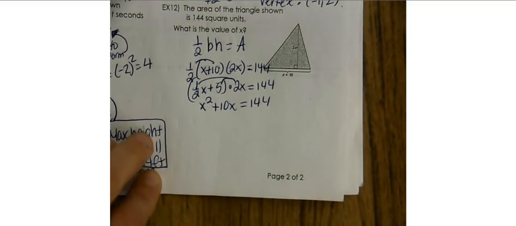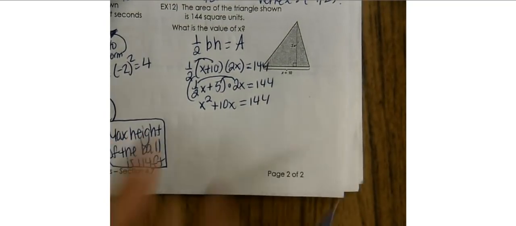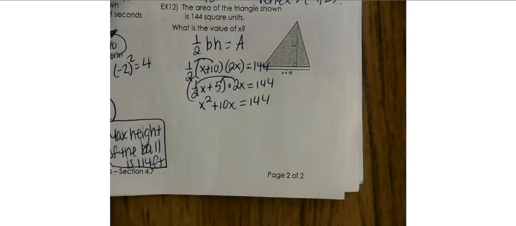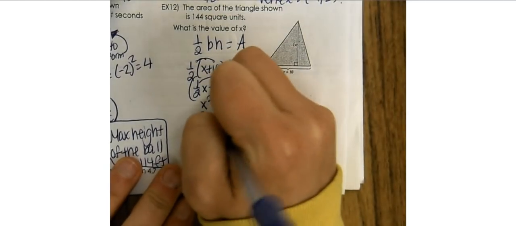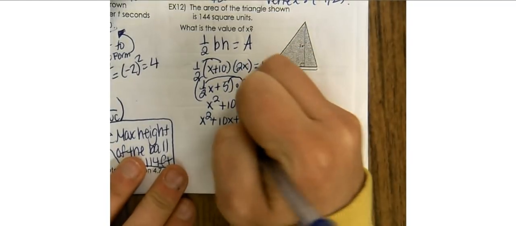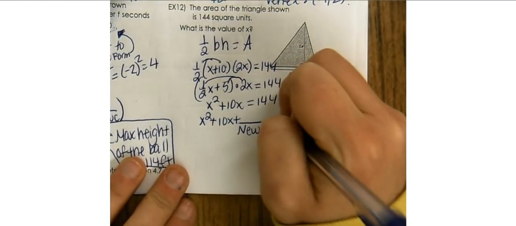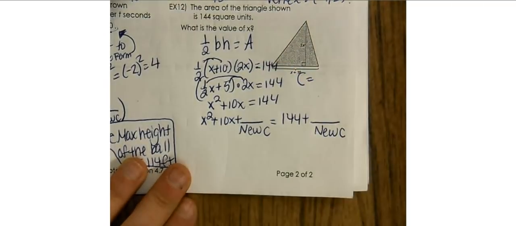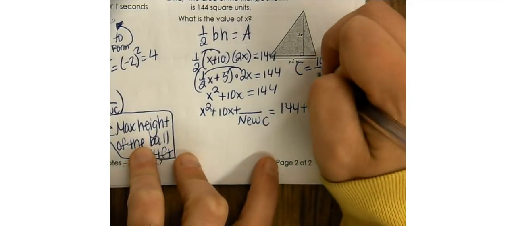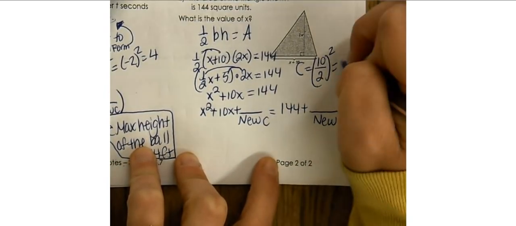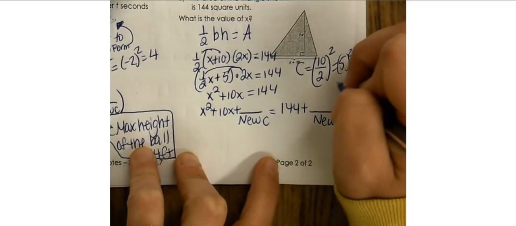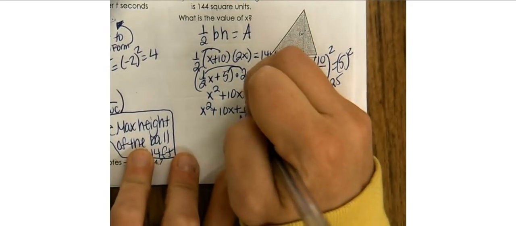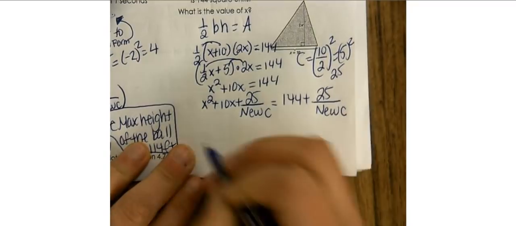What's cool about this problem is that it's already written in the structure that we need for completing the square. So I'm going to write x squared plus 10x plus space for my new c value is equal to 144 plus space for my new c value. So remember that your c value is equal to your b value, which is 10 in this case, cut in half and then squared. So that's 5 squared, and 5 squared is 25. So I'm going to add 25 to both sides.